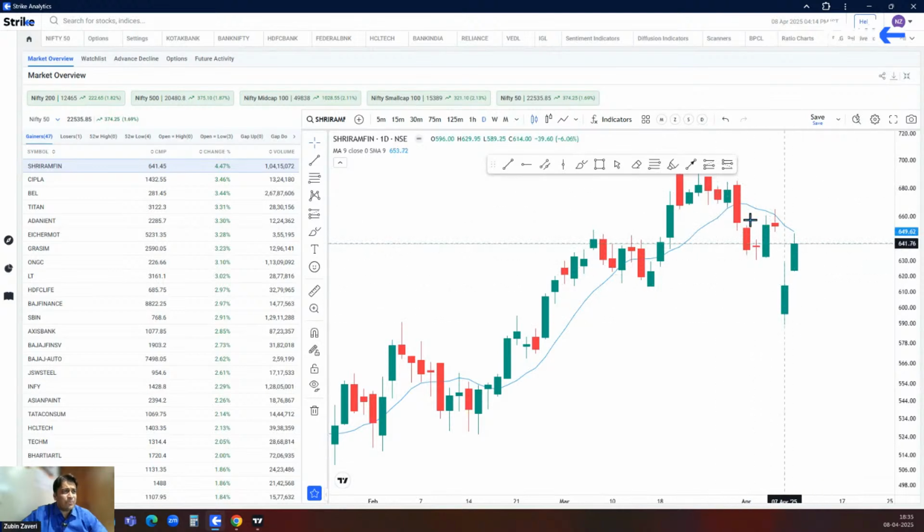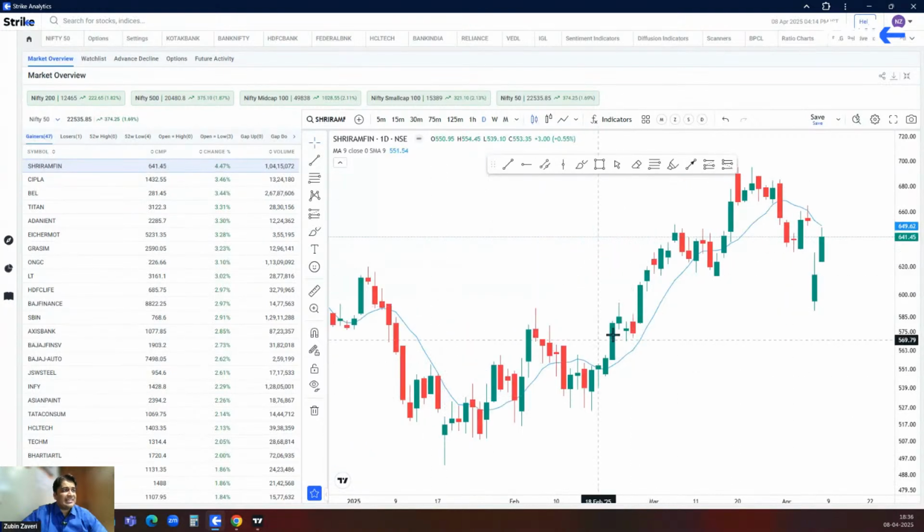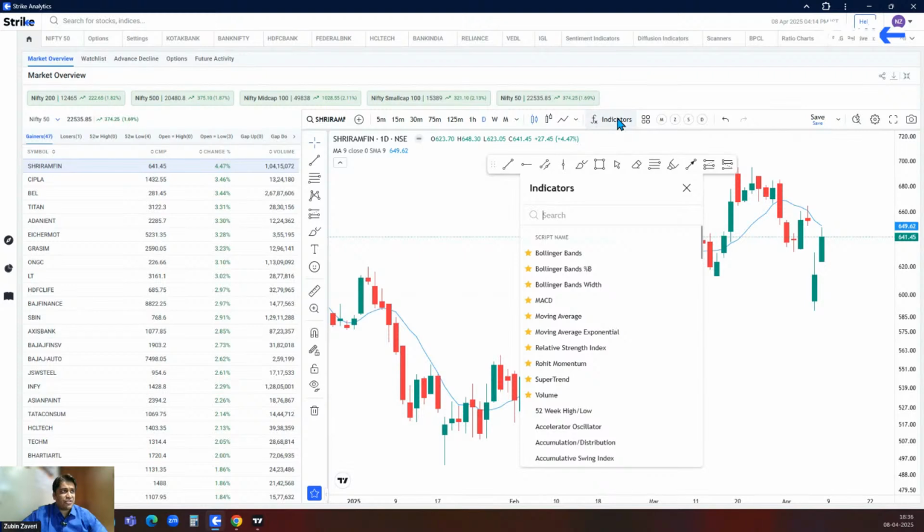So it will take the closing prices of these 9 days and then divide it by 9. The average price will be 649.62, and that's exactly where the moving average is. All right. So this average keeps on changing, it keeps on moving up and down, and hence this line is called a moving average. And this is a simple moving average.